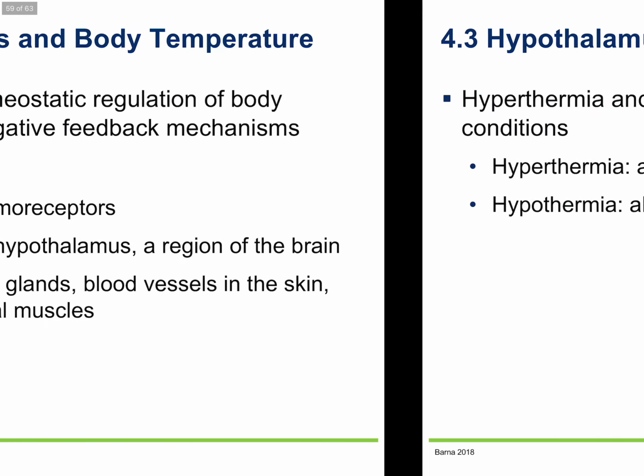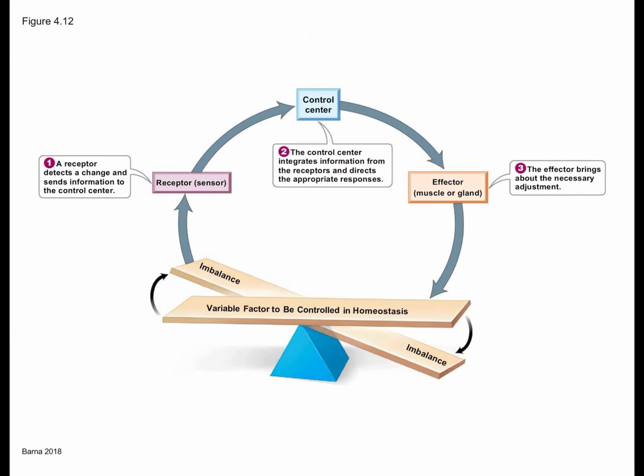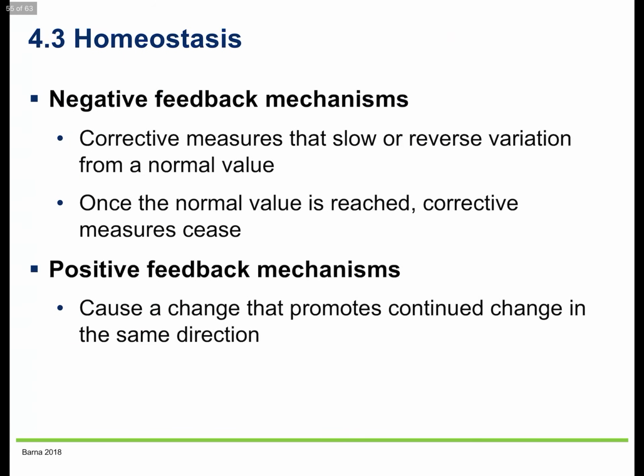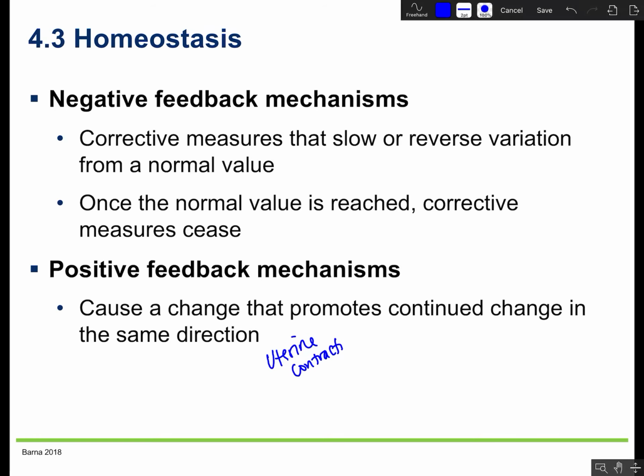I didn't give an example here. We don't have a picture of a positive feedback mechanism, but an example of this would be uterine contractions. There are times when positive feedback mechanisms need to play a role. The uterus contracting is not normal. But when you're having a baby, you have a hormone called oxytocin that keeps causing higher and higher levels of uterine contraction to push a baby out.